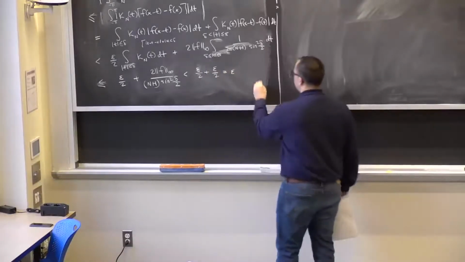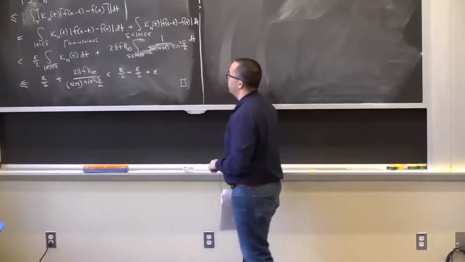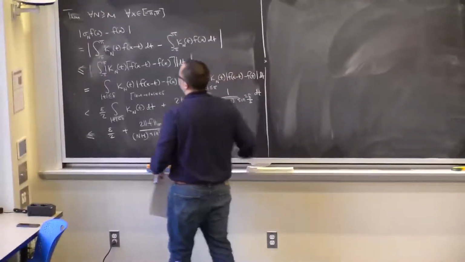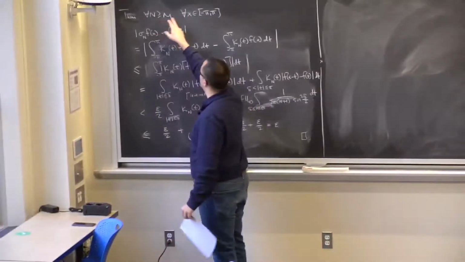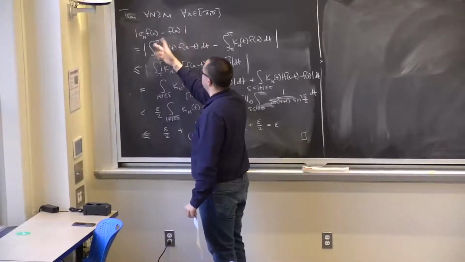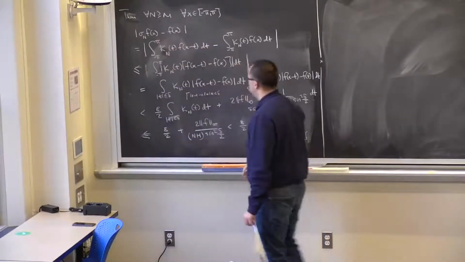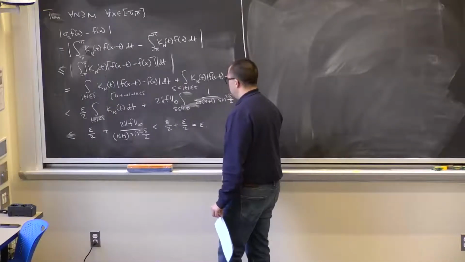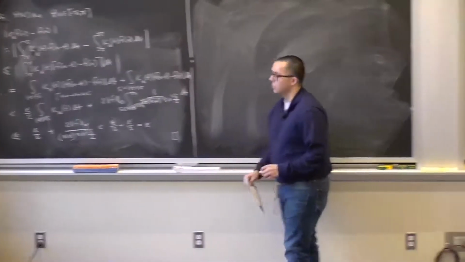Okay? And therefore, uniformly, we proved that for all capital N bigger than or equal to m, for all x in minus pi to pi, the difference in sigma n f and f is less than epsilon, proving uniform convergence. Okay?